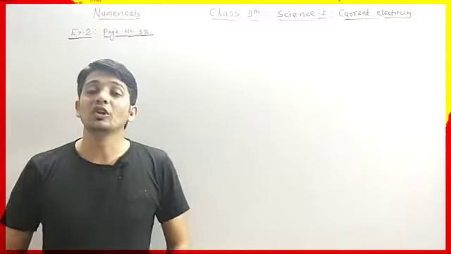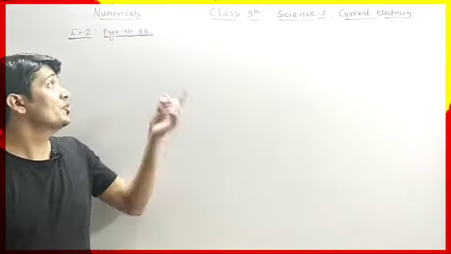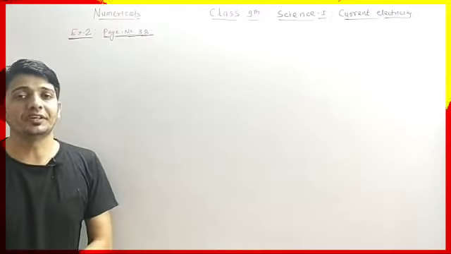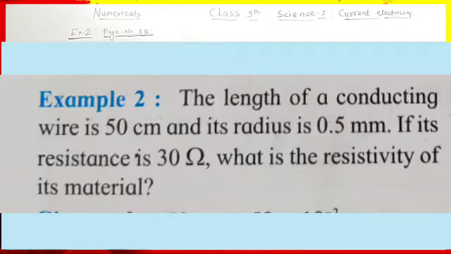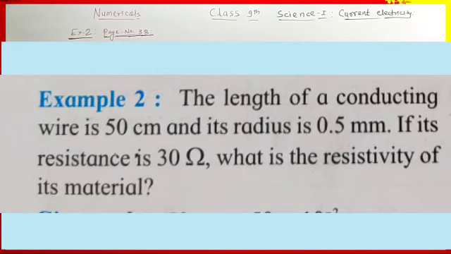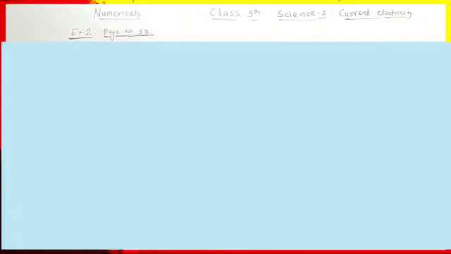So now we are going to solve the second problem, which is again given in your textbook page number 38. The question says the length of a conducting wire is 50 centimeter and its radius is 0.5 millimeter. If its resistance is 30 ohm, then what is the resistivity of its material? So in this question we are going to identify the resistivity of the material. So now we are going to solve the problem.